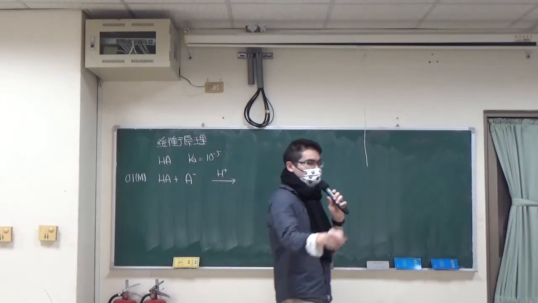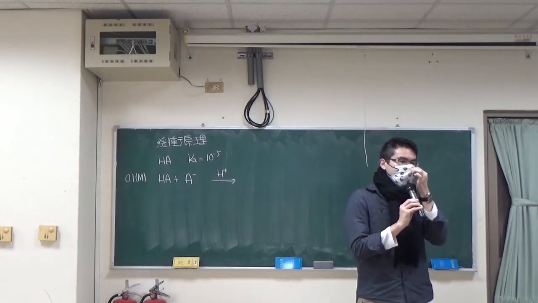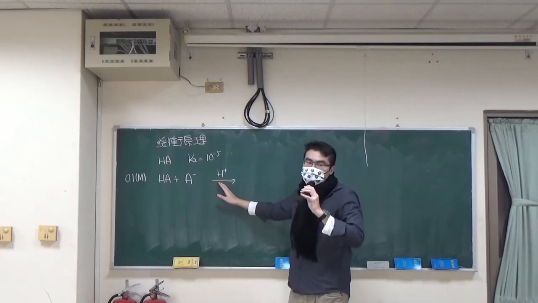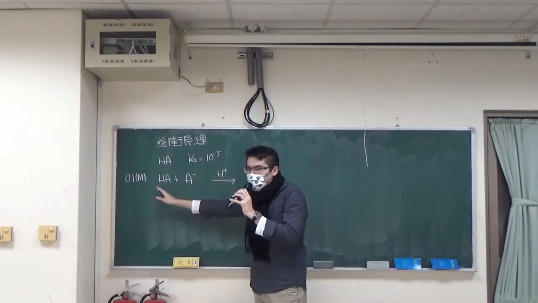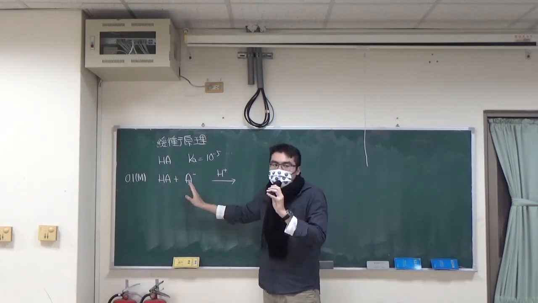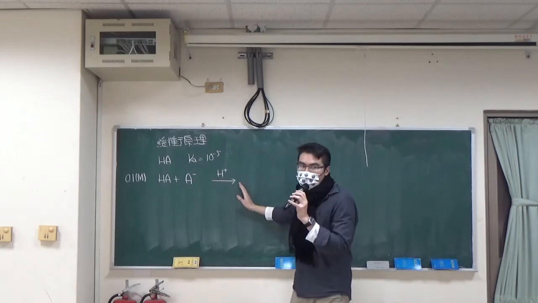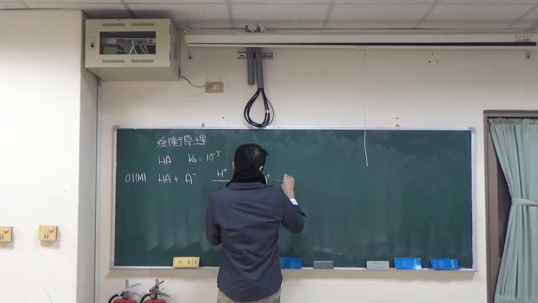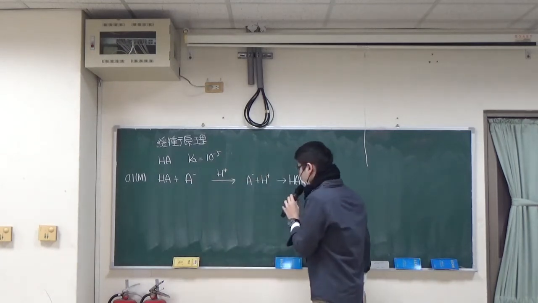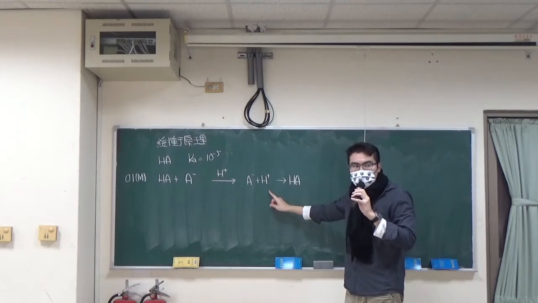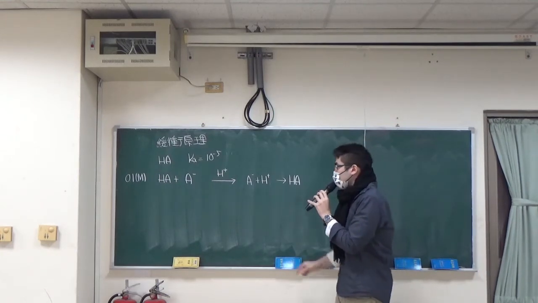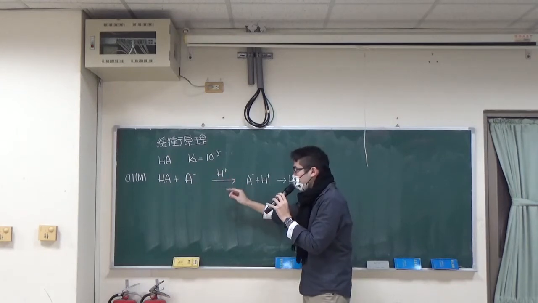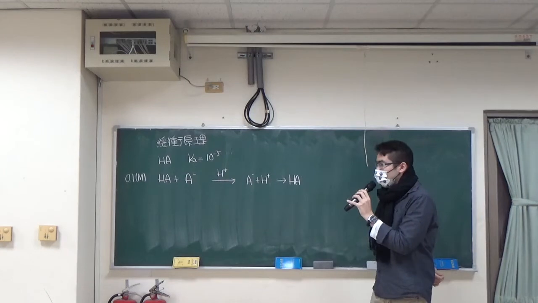So what would react with hydronium? Acid can react with base. HA is a weak acid, so it cannot react with hydronium. But A minus is HA's conjugated base, so it can react with hydronium and form HA. So the concentration of hydronium will not be large, because A minus can react with the acid we add.